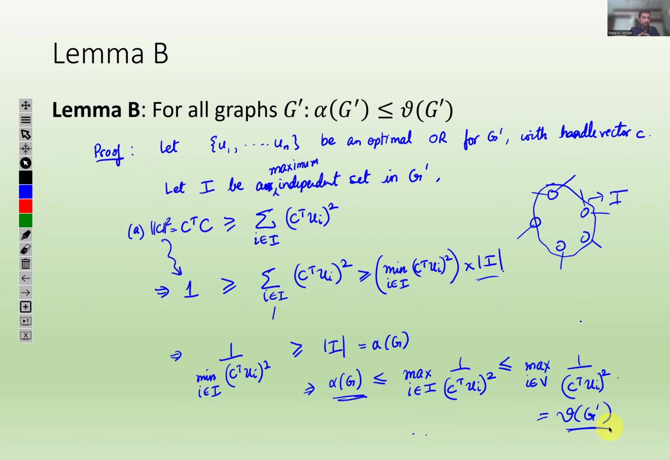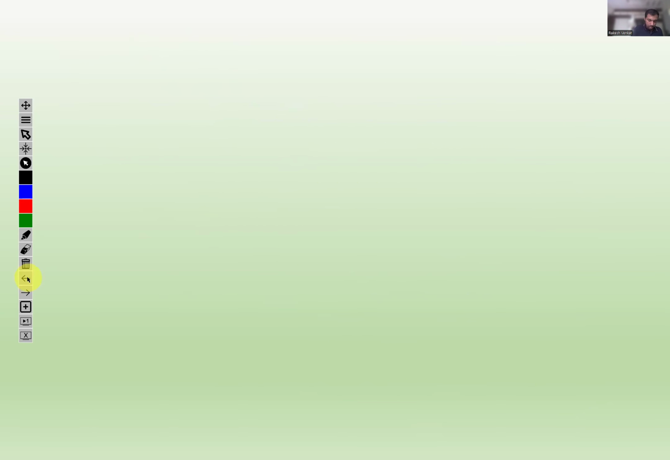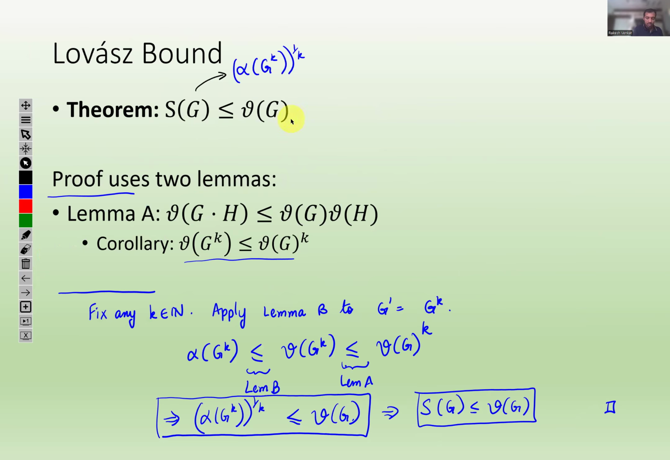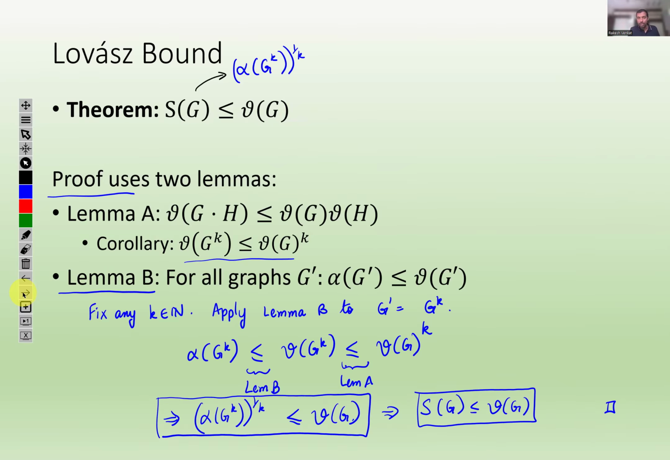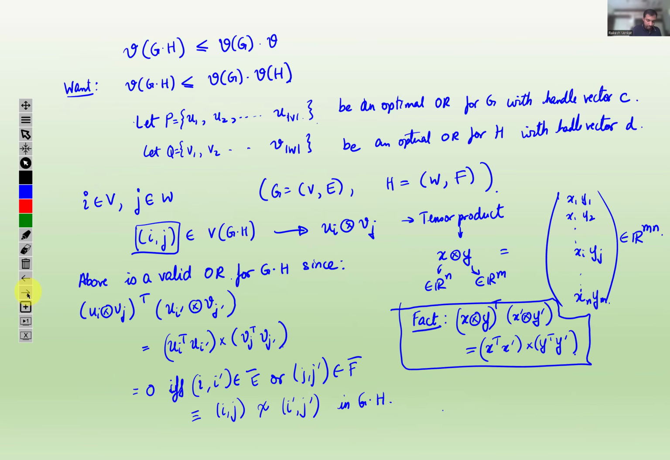So good. So I've proven both my lemmas, and this gives a complete proof of the Lovasz bound that S of G is at most theta of G. Okay, we have completed the proof of this. Now let's go ahead and see what we do with C5. I have around 15 minutes, and this will be the correct time to actually go into what happens for C5.